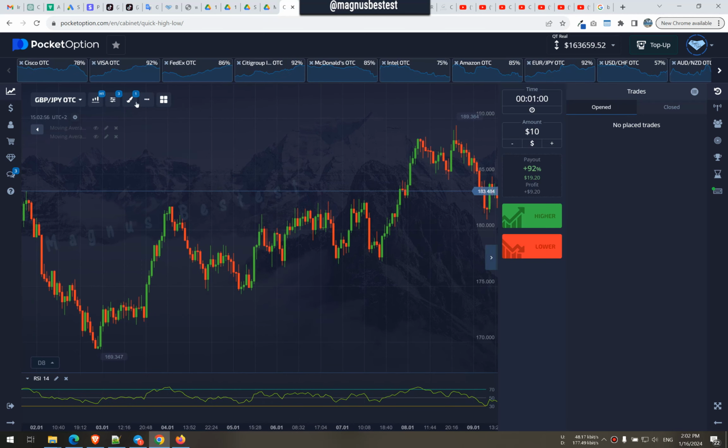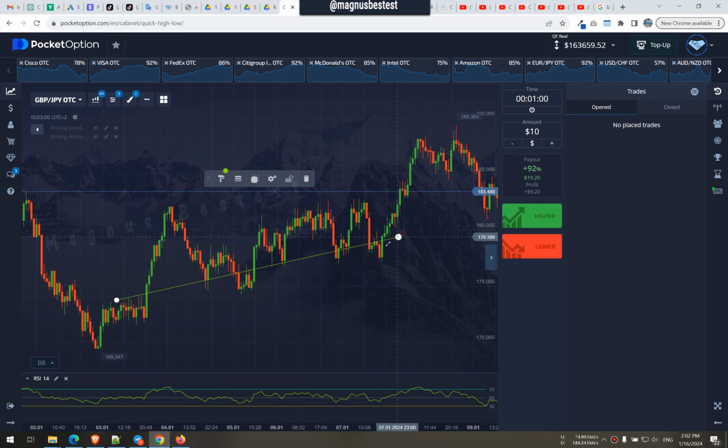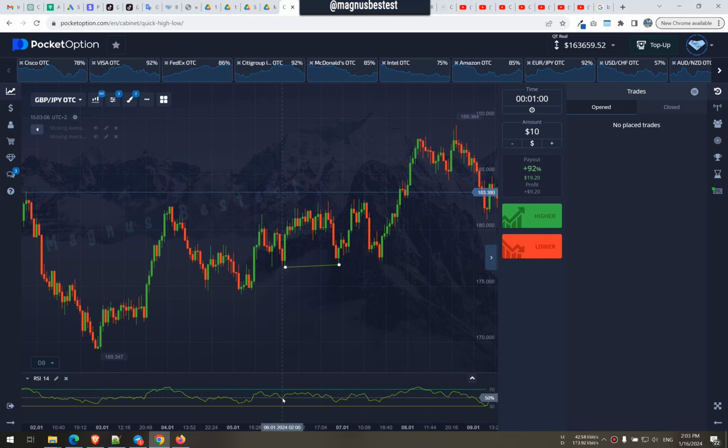Just to make it complete, let me also put the trend line here so you know exactly what I mean. So this low is higher than this low. And we have a divergence with the lows in the RSI indicator. So this is a bullish hidden divergence.